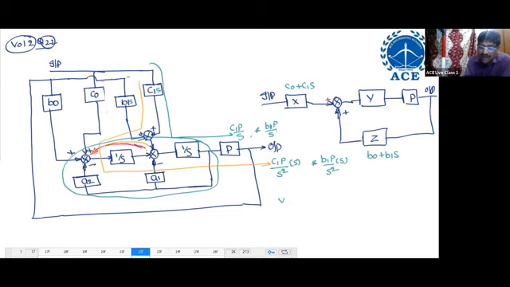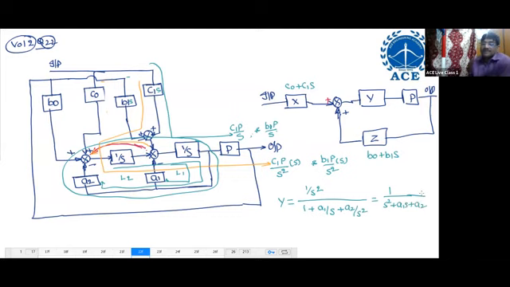Forward path gain from here to here is 1 by S square, divided by, this is one loop, this is another loop. This is one loop like this, and the second loop is like this. What is the loop gain? Opposite sign of this loop gain, so A1 by S. Opposite sign of the second loop gain means plus A2 by S square. That means if we solve, this 1 by S square plus A1S plus A2 you will get.